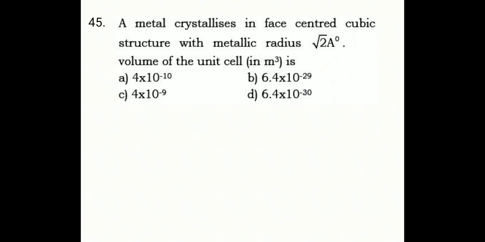45, the metal crystallizes FCC and they are asking for the volume, that is A cube. A is equal to 4R by root 2, which is nothing but 2 root 2 R. A cube is equal to 2 root 2 R cube. So the R value is given as root 2. You substitute and get the answer. So you are going to get the answer as 6.4 into 10 to the power minus 29.